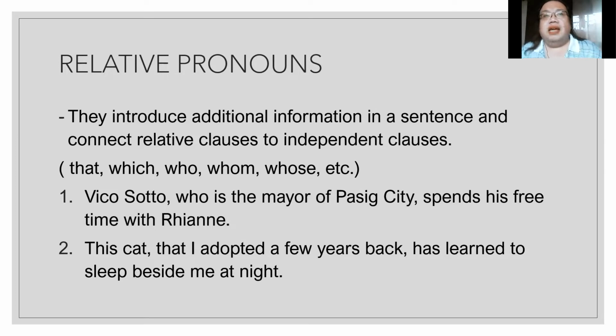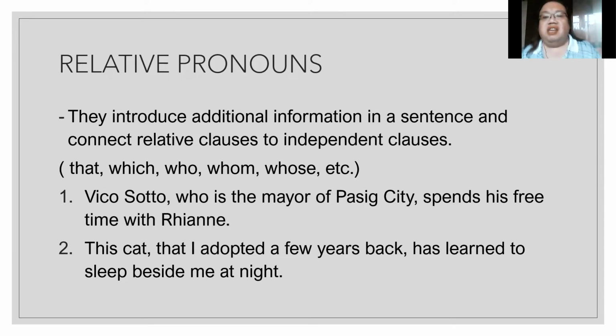So since the relative pronoun introduces the clause, here it is who is the mayor of Pasig City. And that particular clause provides additional information to Vico Soto. Because if you take away that clause, Vico Soto can be Vico Soto, who's the son of showbiz personalities or something like that. But because here we indicated that we are talking about Vico Soto, who is actually the mayor of Pasig City.